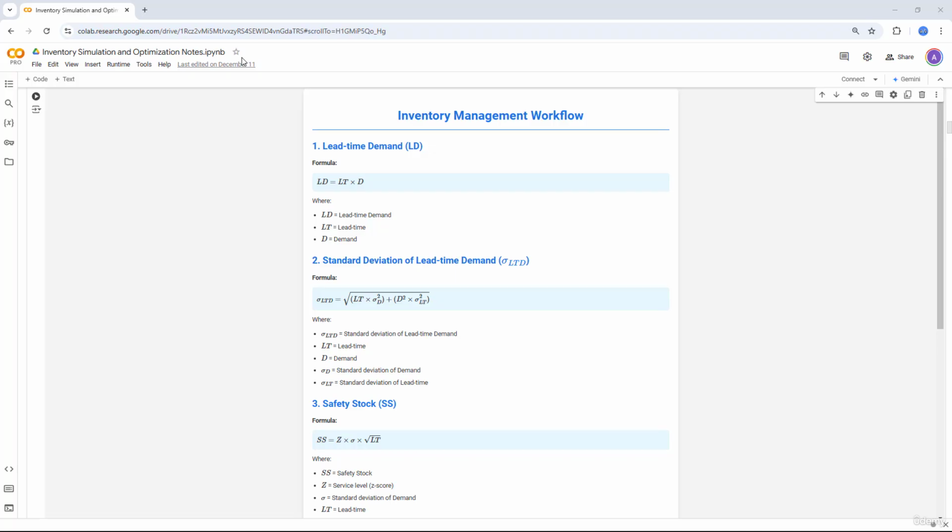Next, let's look at the standard deviation of lead time demand. The standard deviation of the lead time demand is based on the variance of lead time and demand, and it's given by the square root of the sum of two factors, the variation in lead time and the variation in demand. The variation in lead time is just lead time times the standard deviation squared of the demand, and the variation in your demand is just demand squared times the standard deviation squared, or the variance, of your lead time.